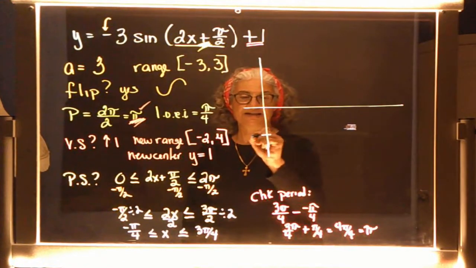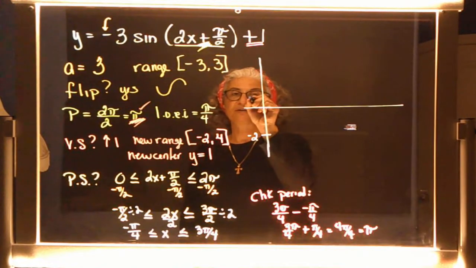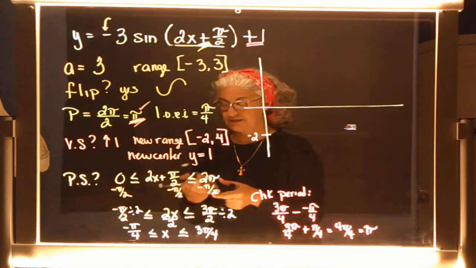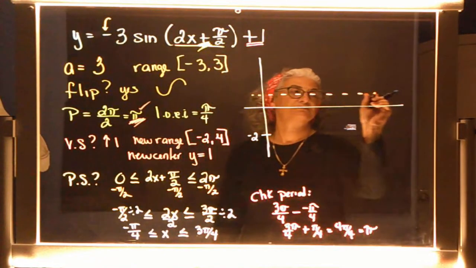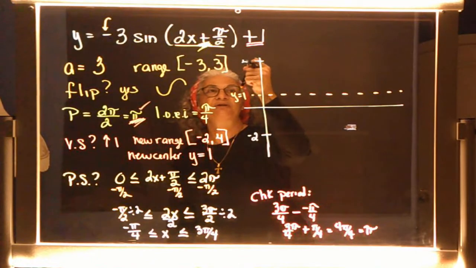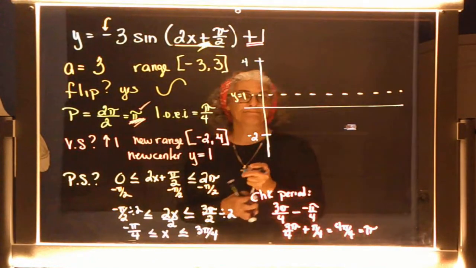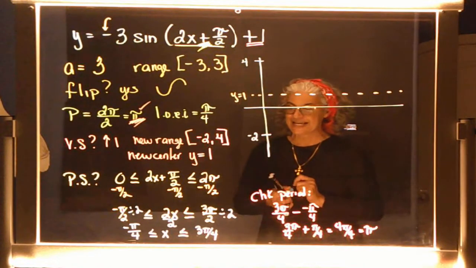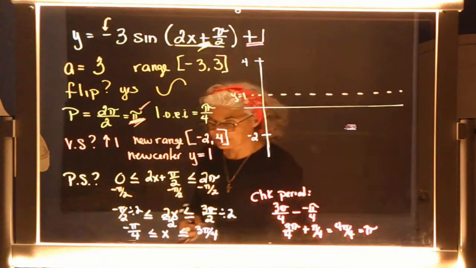We are at -2 on the range. We have a center line of 1. And we end up here at 4. All right, we start at negative pi over 4. Okay, I think I need to move something over.